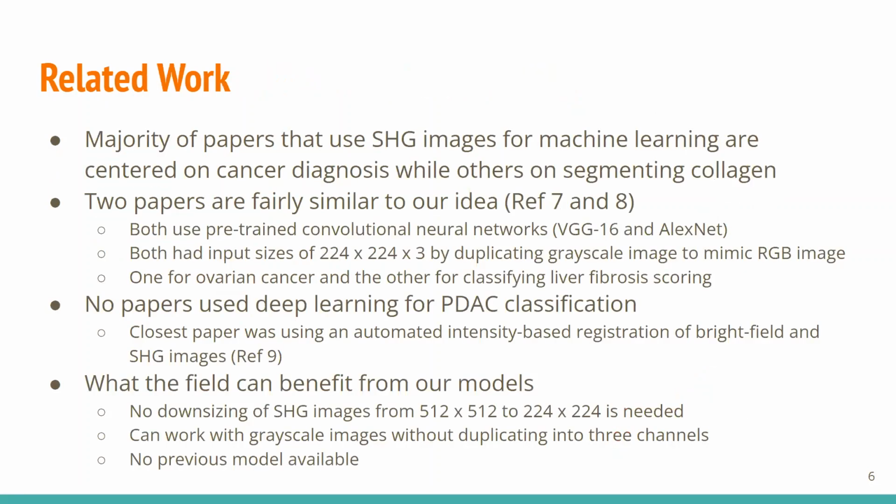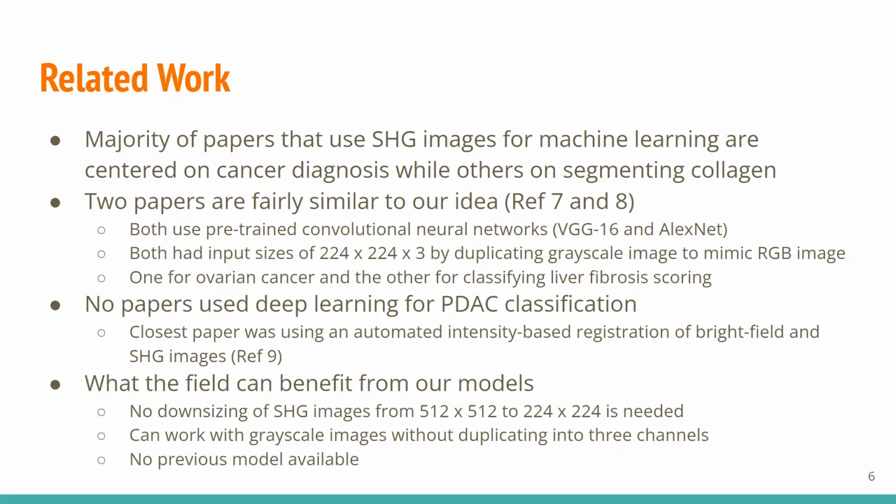So there are some related works. The majority of the papers that use SHG images for machine learning are centered on cancer diagnosis, but there are some others, such as ones that do segmentation of collagen. The 2 closest related papers both use pre-trained convolutional neural networks. One uses a VGG16 and the other uses an AlexNet.